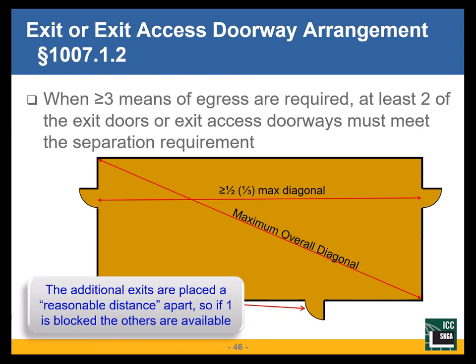Are you convinced if I put the other exit right here, my third exit is here instead of here, would you believe that if that door is blocked, this one is available? That's what this is all about. How far apart is that? And it's going to be different for every building.